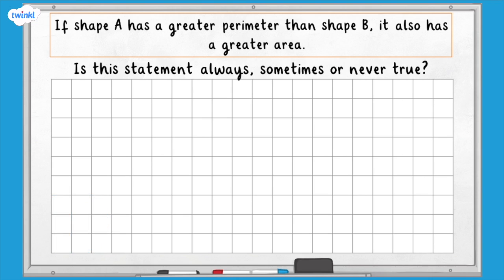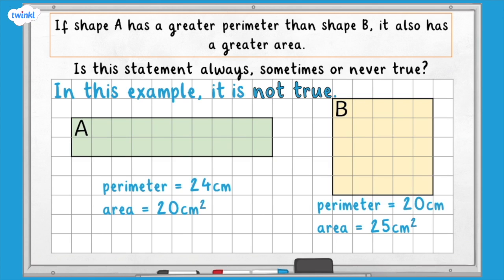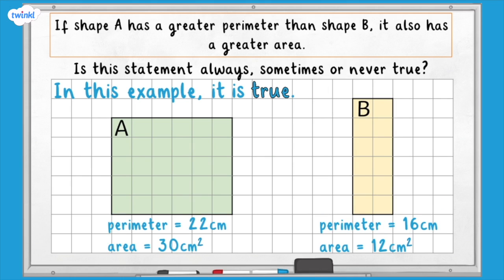This statement is sometimes true. Here is an example where it isn't true. And here is an example where it is true.